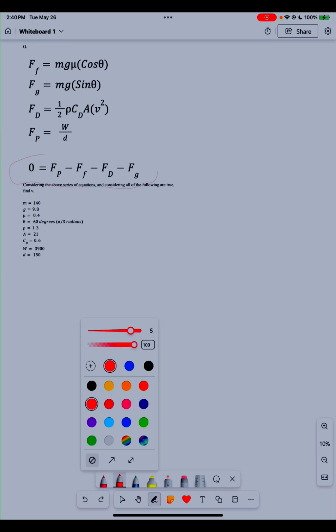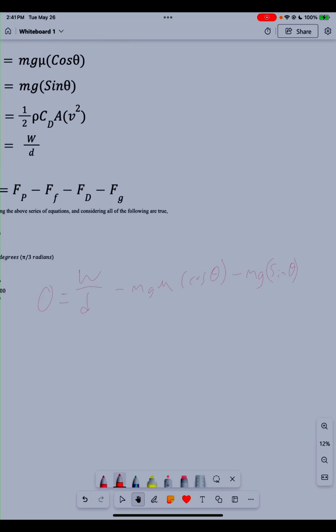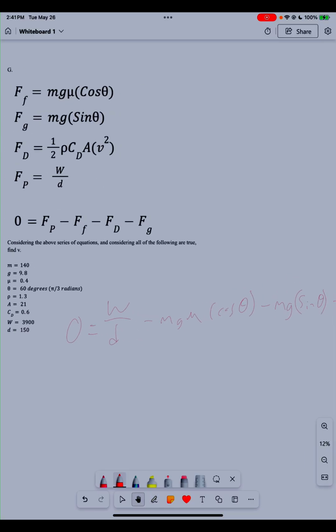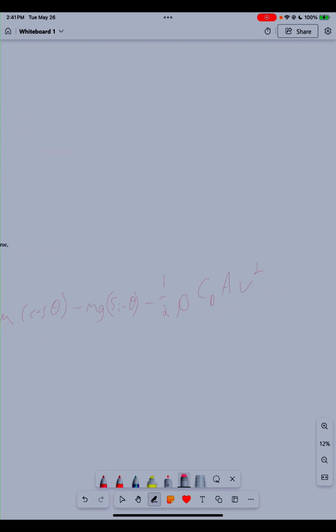Okay, so I say 0 equals F_d, which is W divided by g, minus F, which is mg mu times the sine of theta, minus mg times the sine of theta, minus F_d, which is 1 half rho C_d A v squared. Rho, C_d for coefficient, A for surface area, v for velocity squared. And F_g is mg sine theta, minus F_d, minus surface area. I'll define this more.